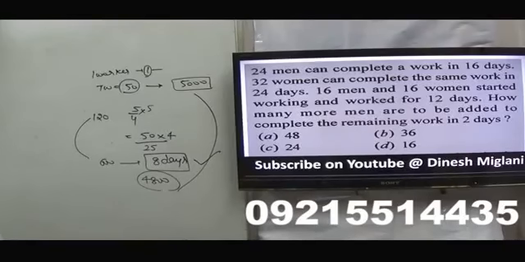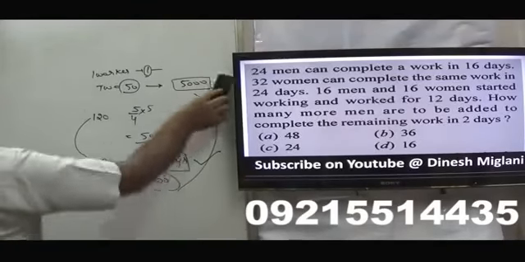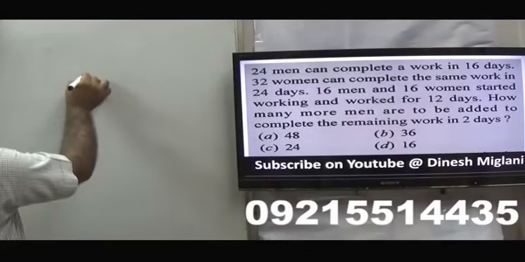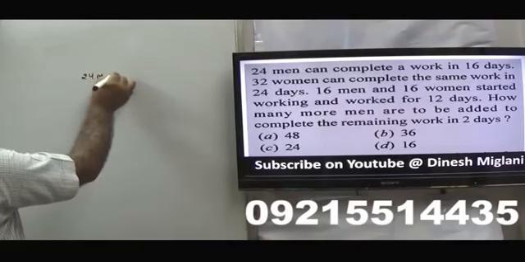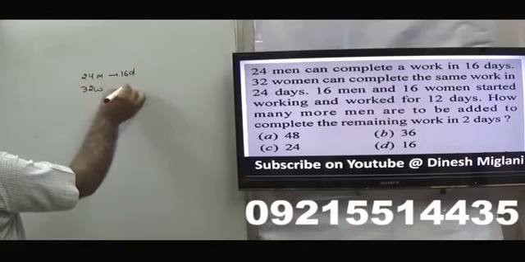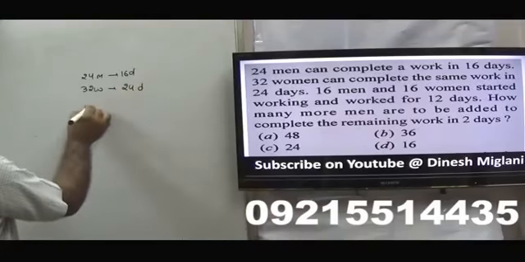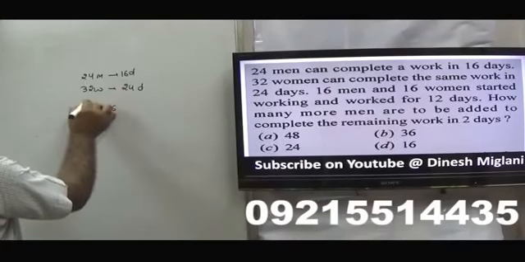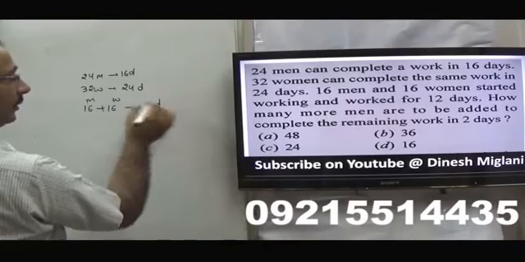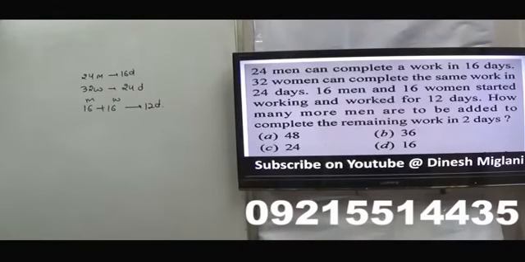Take the next problem here. Just try to read it. 24 men can complete the work in 16 days. Let us take the information one by one. 32 women can do the work in 24 days. 16 men and 16 women started the work, and they worked for 12 days. How many more men are required to be added to complete the remaining work in 2 days?